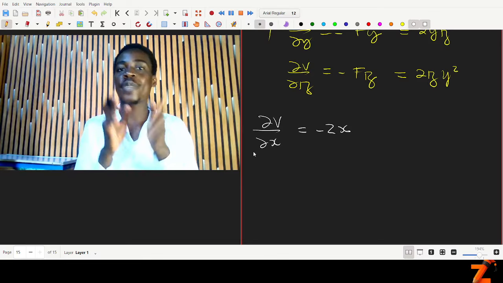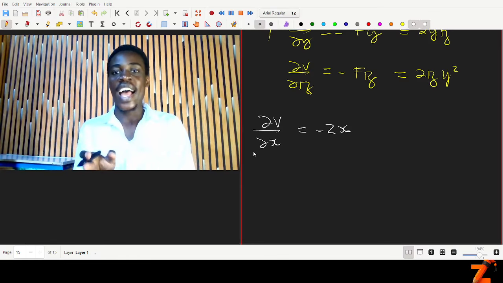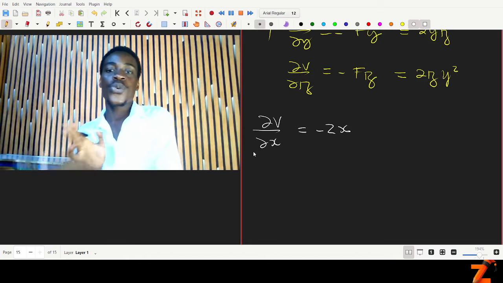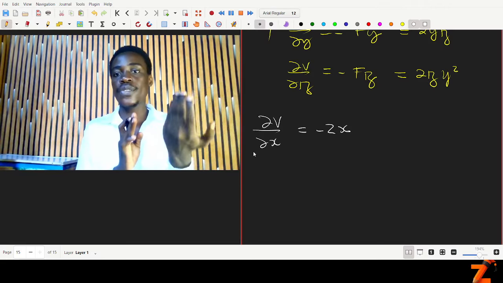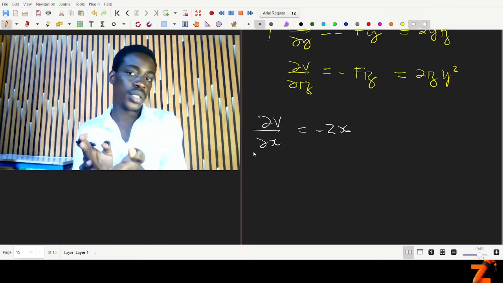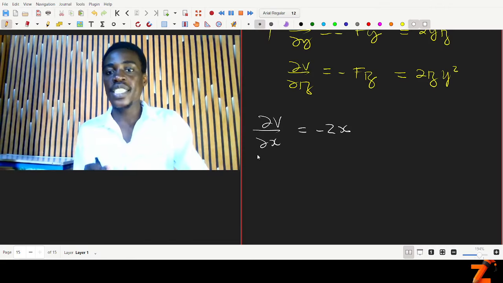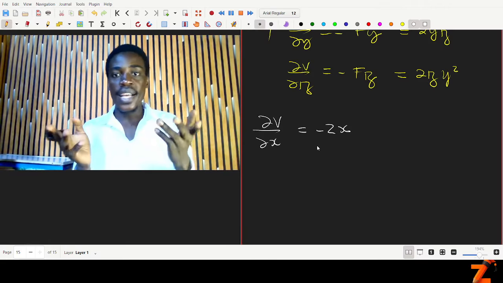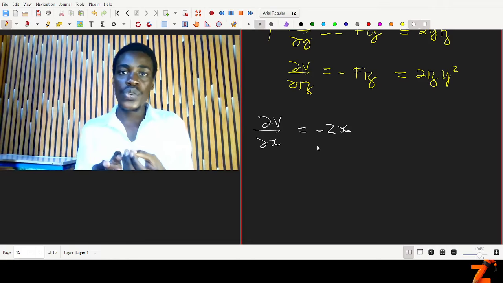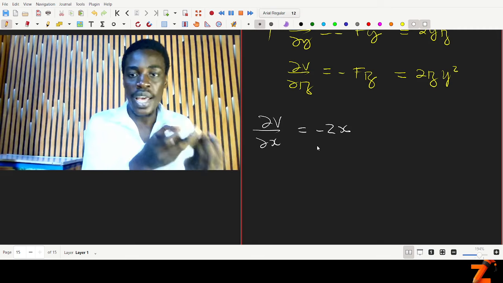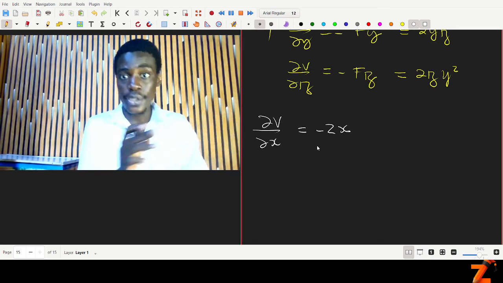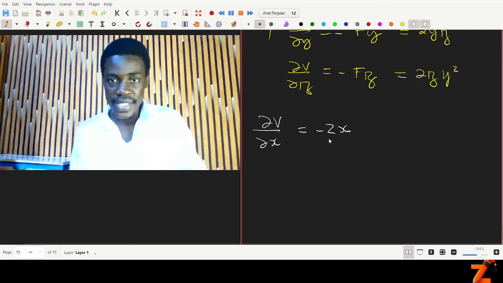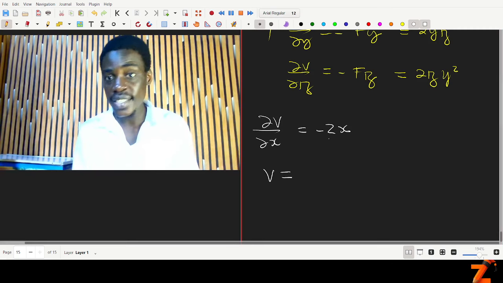It's a problem of primitivation. You know, I have the derivative and I want to find the primitive of the given function. Okay, so v is the primitive of negative 2x. In another sense, what do you derivate to obtain as a result negative 2x? It's simple. It's negative x squared, right?